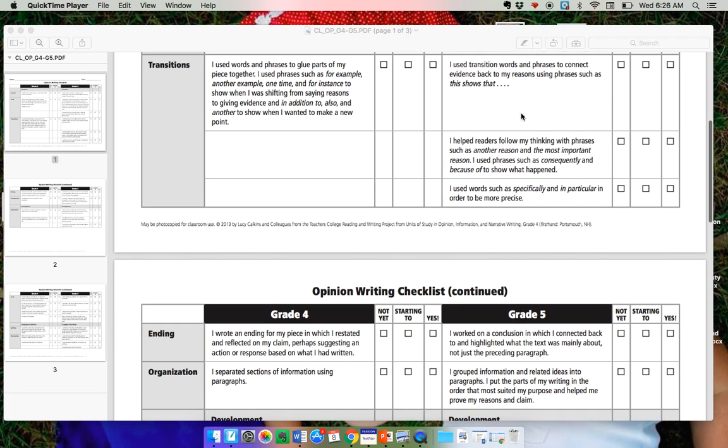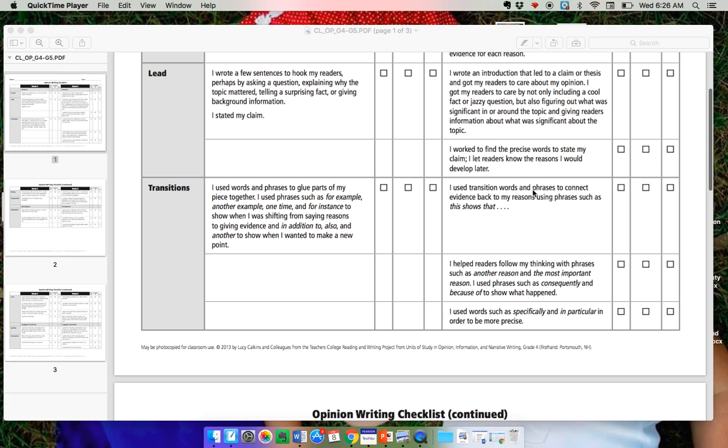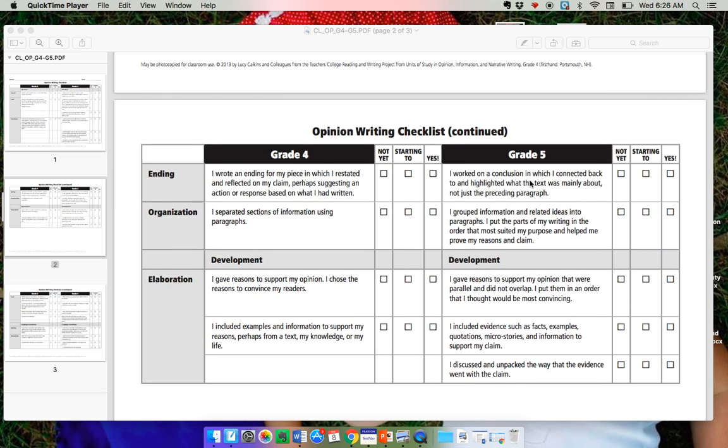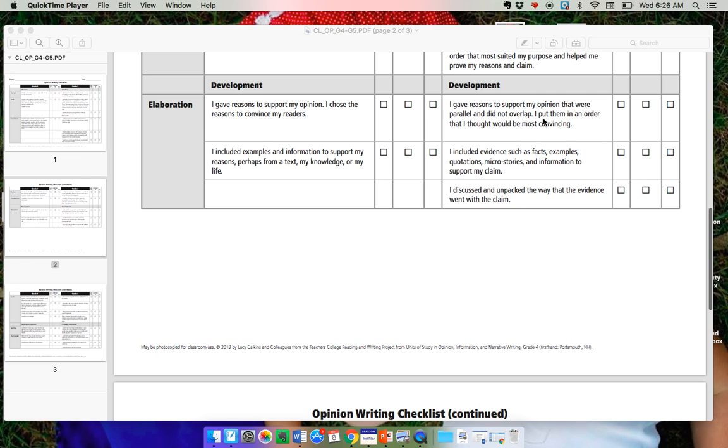So these are all about your word usage, and you can even use some of these words that are here. So maybe you check that you're starting to, because you go back in and you change some of your words. Did you work on a conclusion that connects back to your introduction paragraph? Remember how we talked about it should restate your reasons. Did you group your reasons like from first, second, third, and fourth? Did you give reasons that support your opinion of why you think that person is brave?